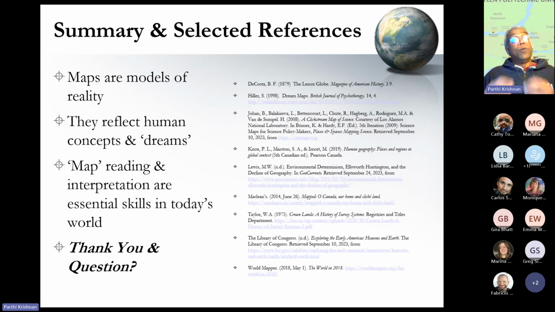So, therefore, map reading and interpretation are essential skills that we need today because we are increasingly bombarded by maps, and yet we do not know how to truly critique them. So, with that, I will end my presentation. Thank you, and I'll ask you if you have any questions, and I will stop sharing my slide.